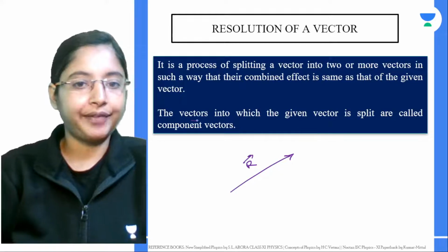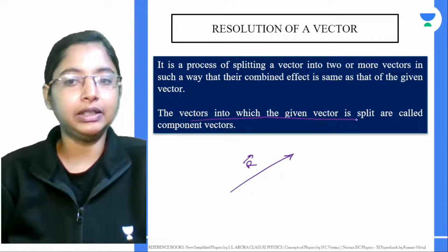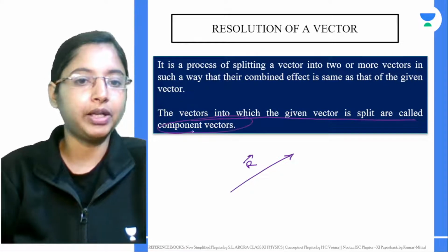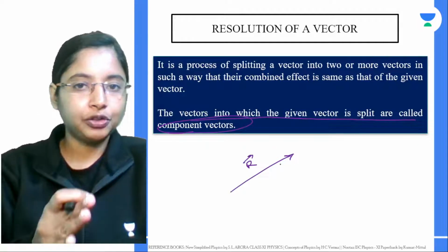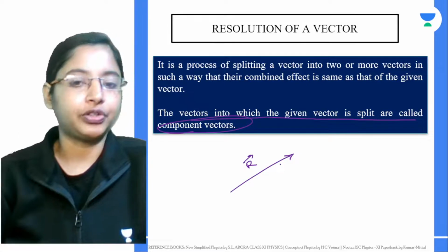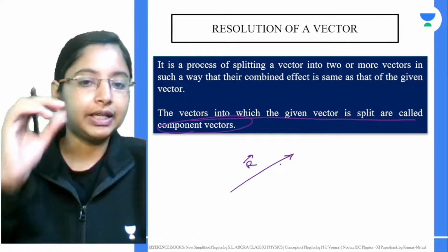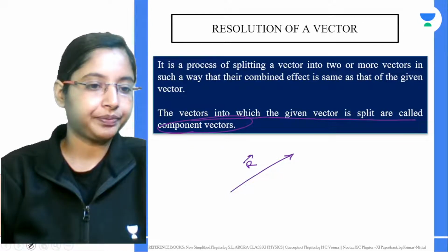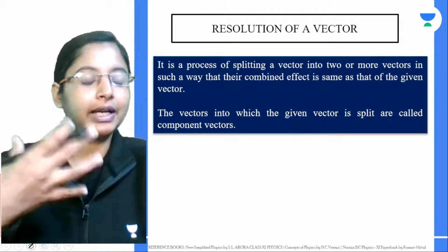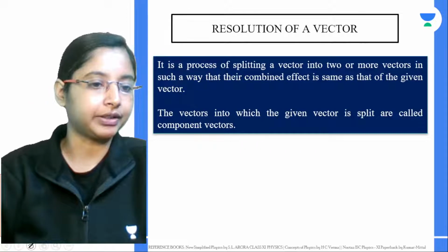Alright, and the vectors into which the given vector is split are called component vectors. Resolution is the opposite of composition. Having a resultant vector, now we are going to split it into different vectors, or we are going to split it into its component vectors.